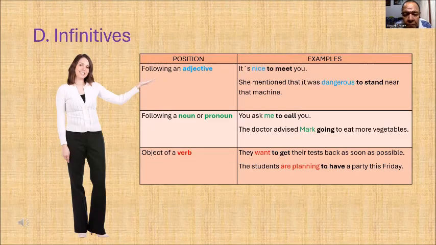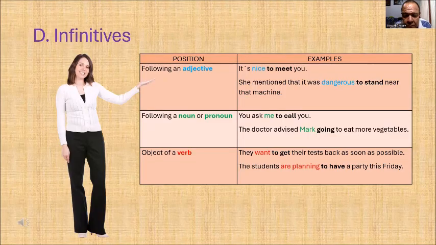Infinitives following a noun or pronoun. If the verb has an object that is a noun or pronoun, it is almost always followed by an infinitive. For example, you asked me to call you. The doctor advised Mark to eat more vegetables.